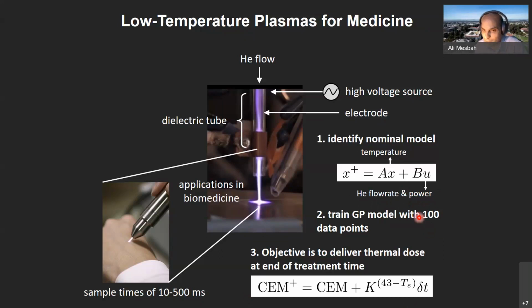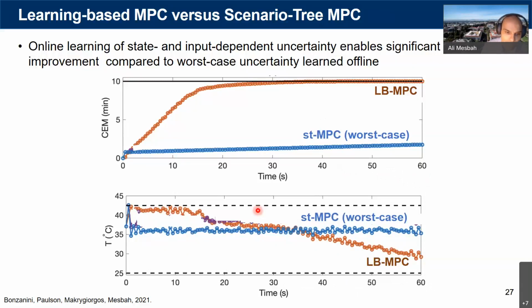And what we did essentially, so this is our nominal model, and in addition to this, we used a Gaussian process model, really what I explained, trained using 100 data points to account for the complex and unmodeled dynamics of this plasma jet. Without going much into the details, these are the key results that I want to discuss with you. Here, the idea is to deliver some desired amount of thermal dose, denoted by CEM, as quickly as possible to the surface. So 10 minutes is the desired amount of thermal dose that we want to deliver.